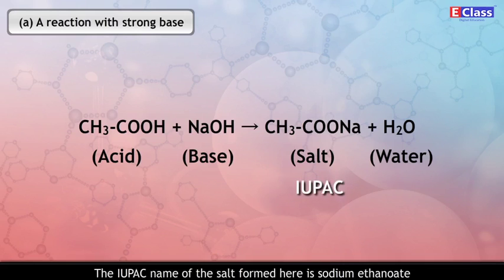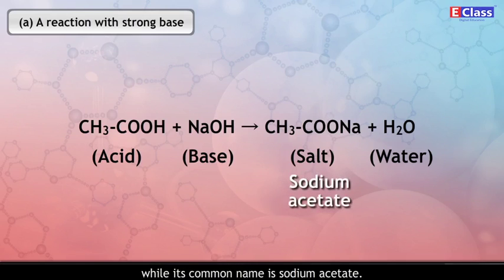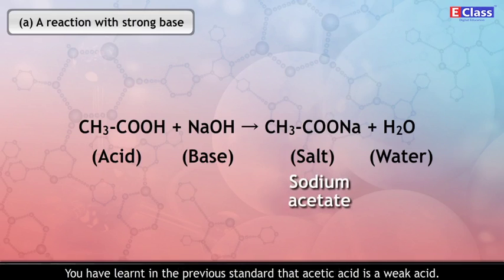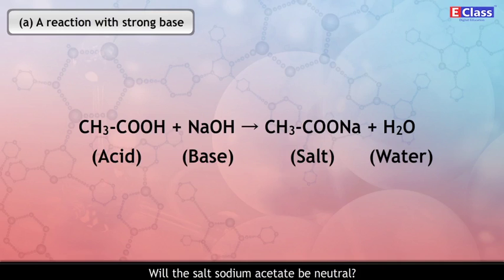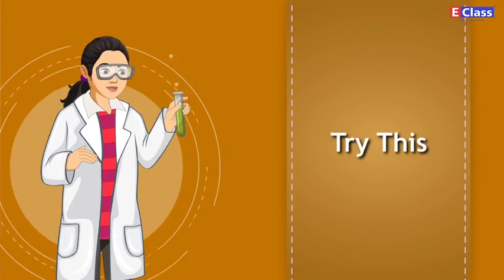The IUPAC name of the salt formed here is sodium ethanoate, while its common name is sodium acetate. You have learned in the previous standard that acetic acid is a weak acid. Will the salt sodium acetate be neutral? Try this.